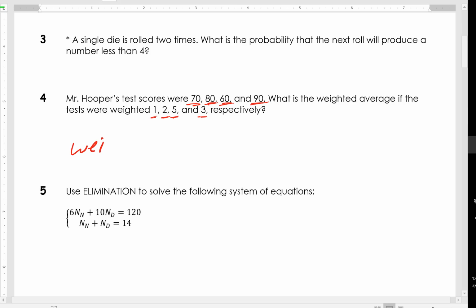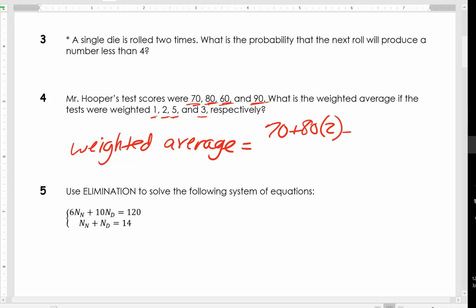so weighted average: 70, that one counts once. The 80 counts twice, so I'm going to multiply it by 2. This 60 counts 5 times, so I'm going to multiply it by 5. And then the 90 counts 3 times, so I'm going to multiply it by 3.